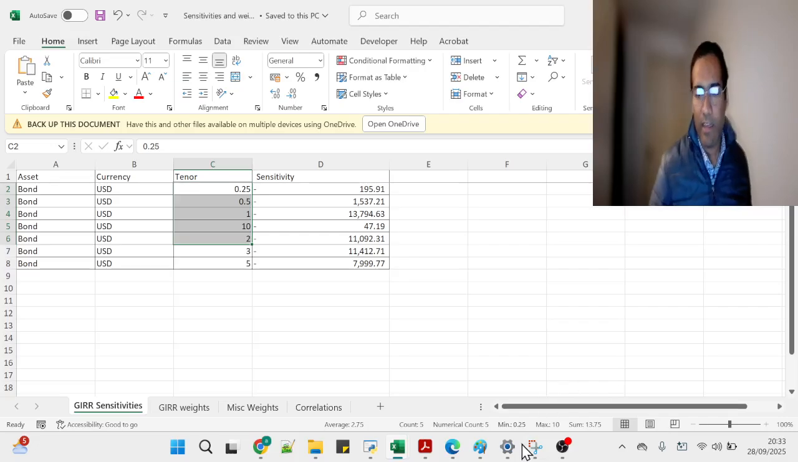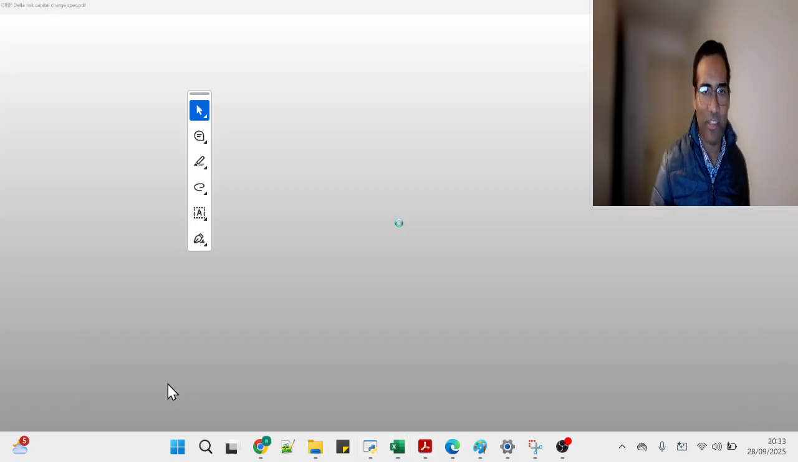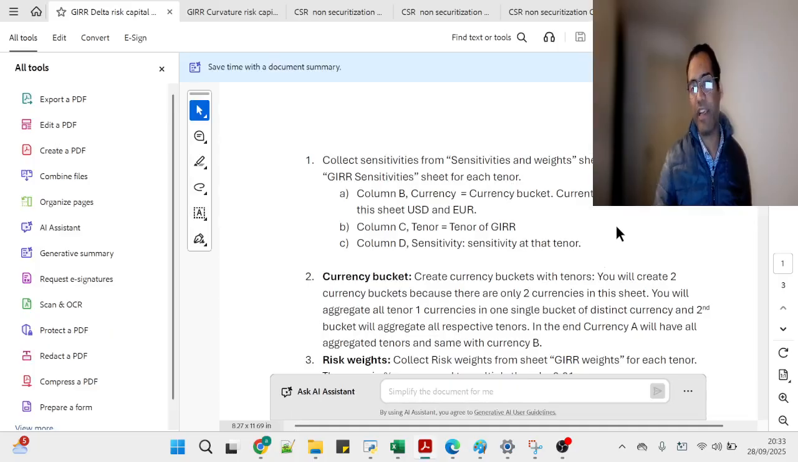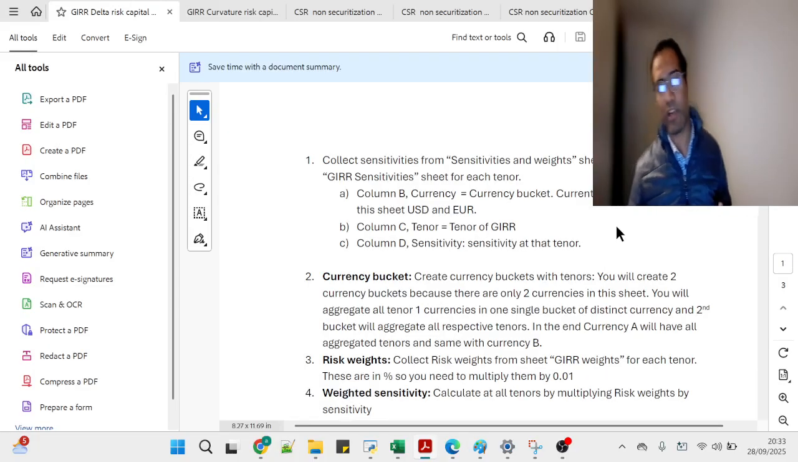What now? So once you got the sensitivity, then you can calculate delta risk charge. How to calculate the delta risk charge? That's the question. So this is a complete step-by-step procedure to calculate delta risk charge.